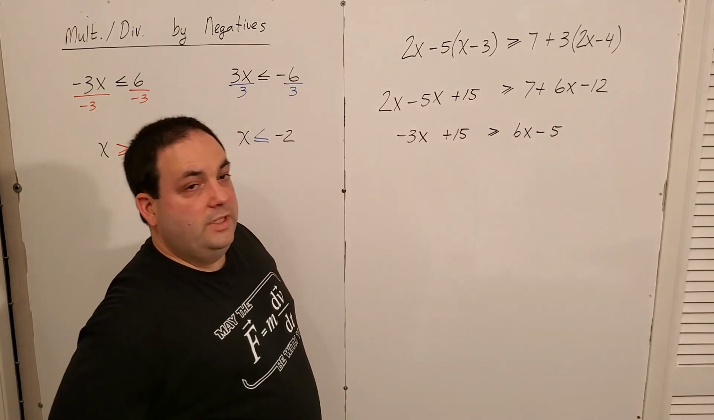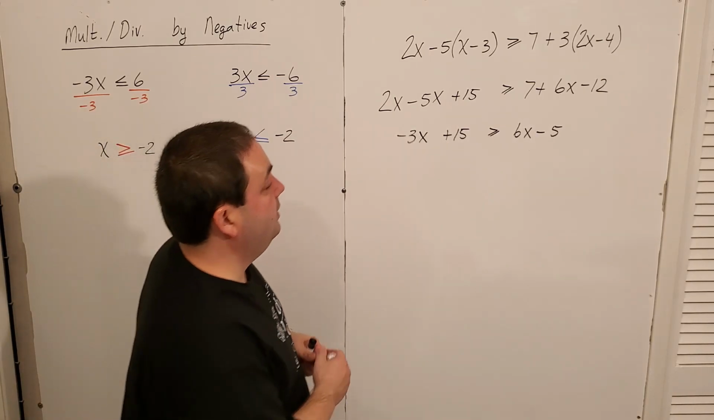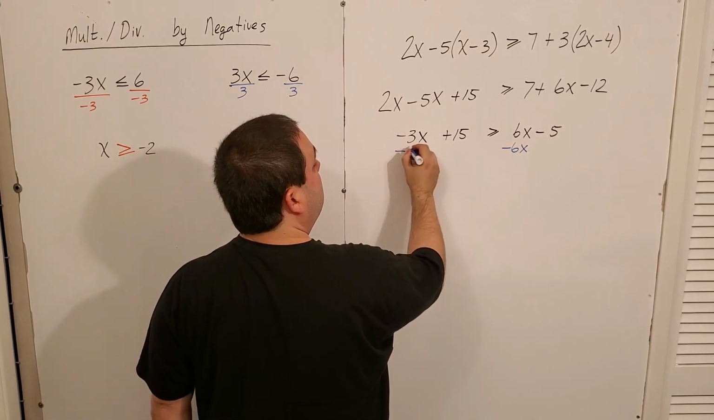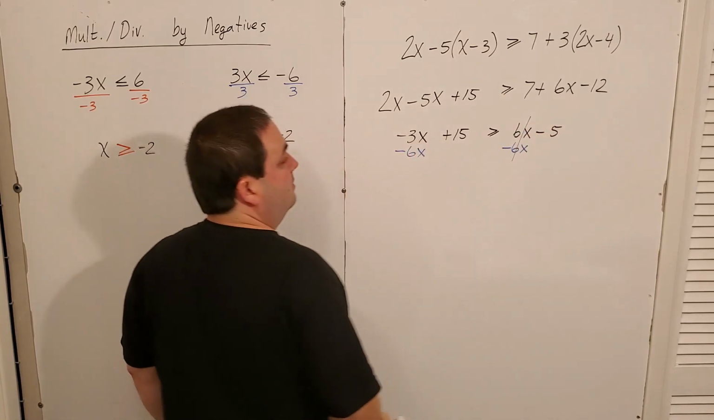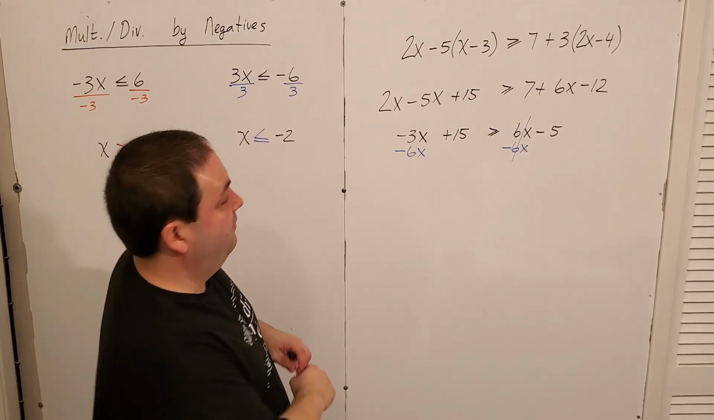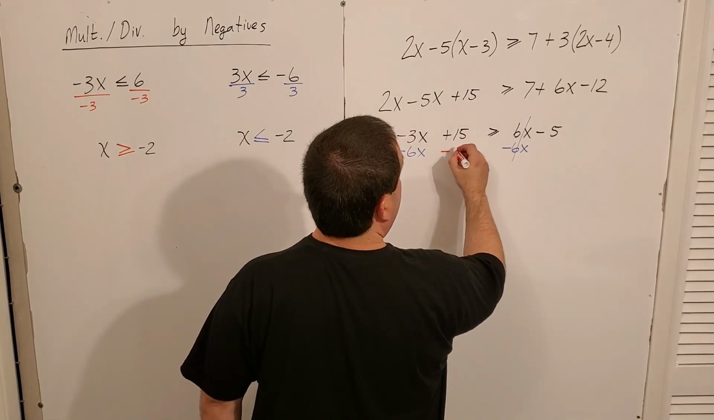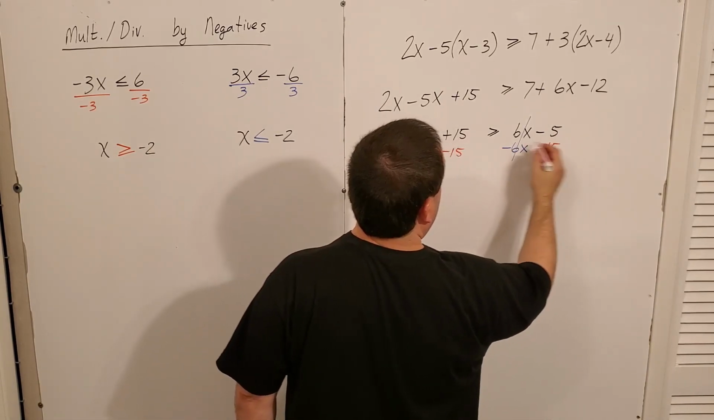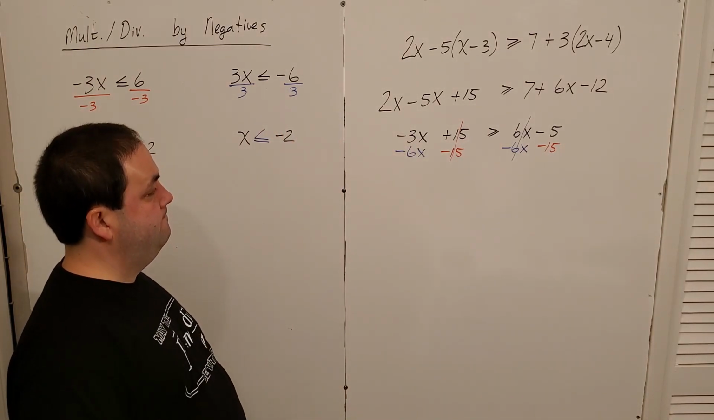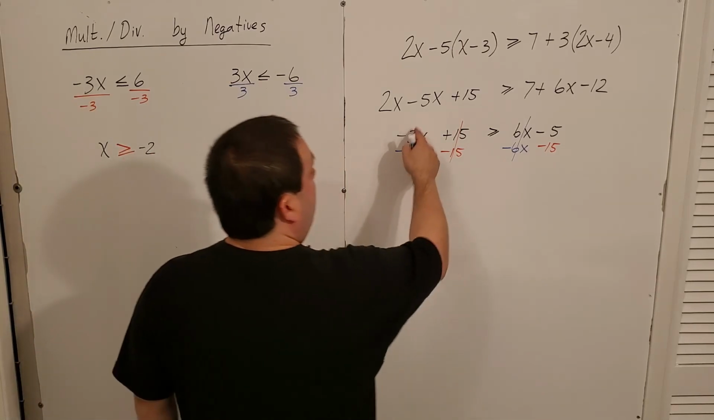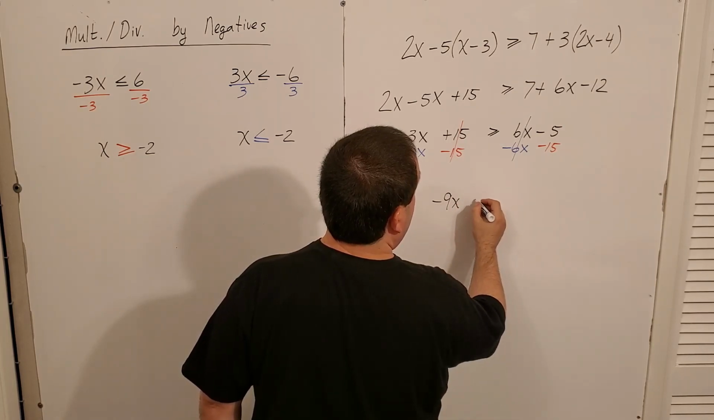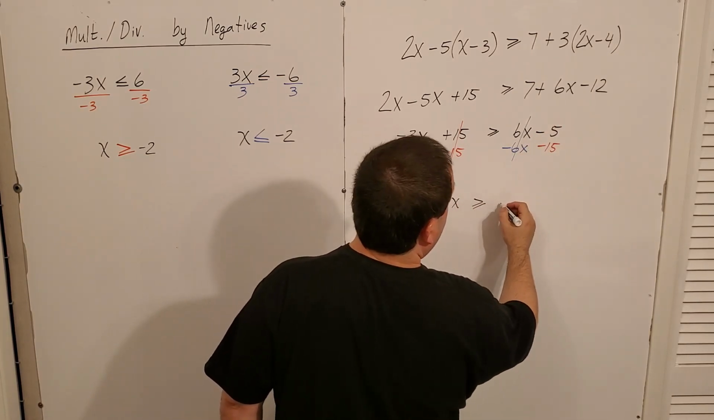And then I'm going to get rid of the things that are in my way of solving. So that means I want to subtract a 6x from both sides to get rid of this. And I also want to subtract a 15 from both sides to get rid of this. Okay. And then I'm resulting in negative 9x is greater than or equal to negative 20.